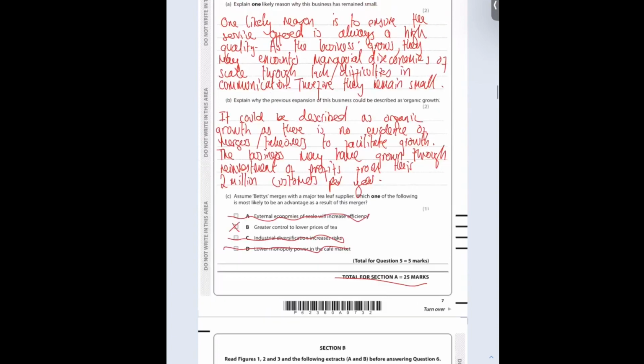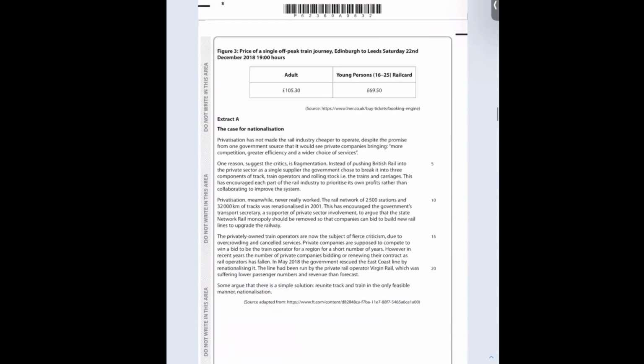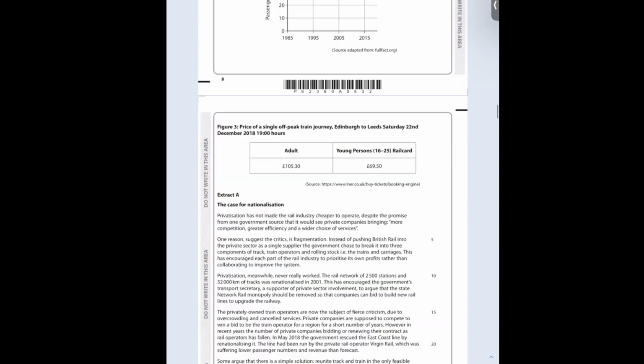So then you'd move on to section B, and obviously you can see that it's about the UK rail industry, so probably something to do with, well, let's have a look. Subsidies, demand, nationalisation, privatisation, those kind of things.